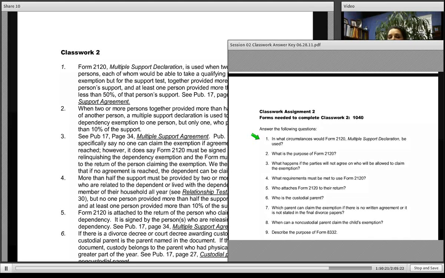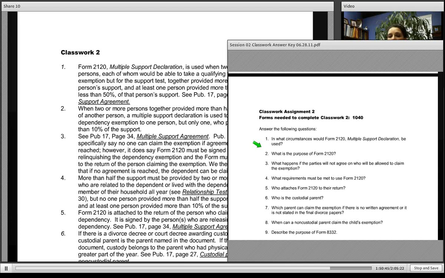You could have 1 individual who provided 40% and 2 other individuals who provided 30% each. But the point is that no one person can show they provided more than half. And if that's the case, then Form 2120 is used to release the dependency exemption to one of the persons who would otherwise not be able to claim the exemption because they didn't pass the support test.